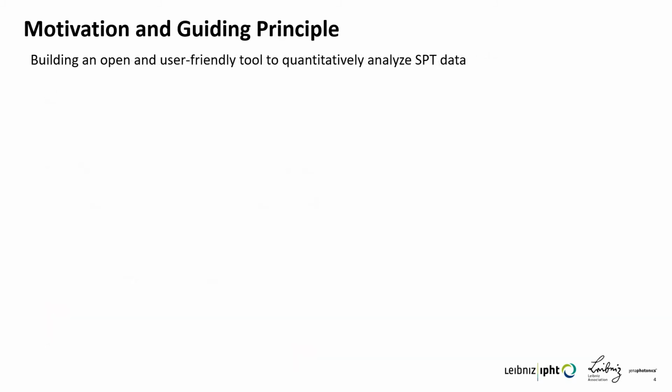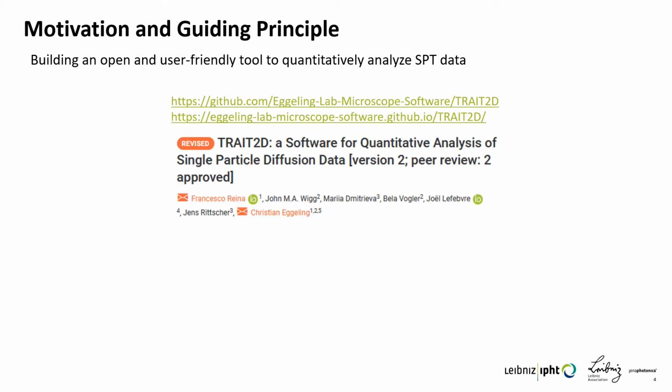So the result of our development was a tool that we named, as you might have already guessed, TRAIT2D, for which we provide a link to GitHub here, and which comes with good documentation that we have on a dedicated website, and in the form of a paper that we published on F1000 Research.